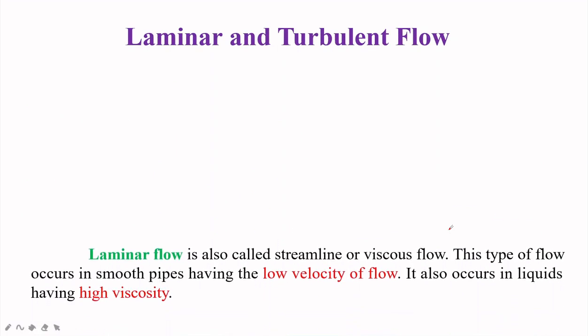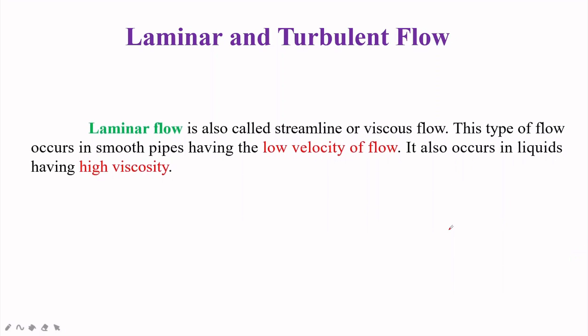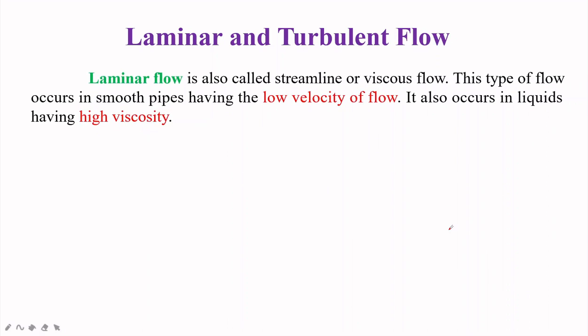Next we will see laminar and turbulent flow. So what is laminar flow? Laminar flow is that type of flow in which the fluid particles move along a well-defined path or streamline, and all the streamlines are straight and parallel. In other words, laminar flow is also called streamline or viscous flow. This type of flow occurs in smooth pipes having low velocity of flow. It also occurs in liquids having viscosity.